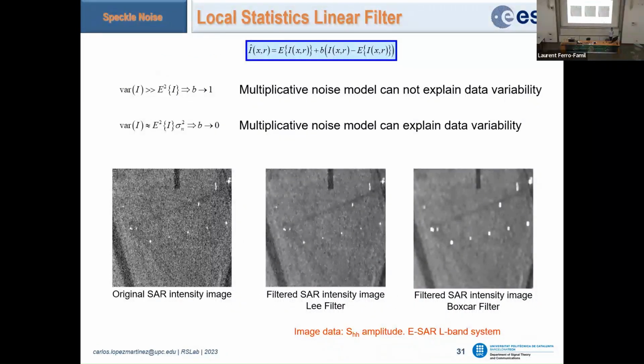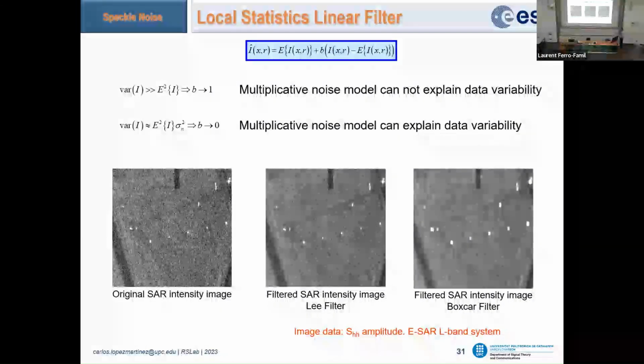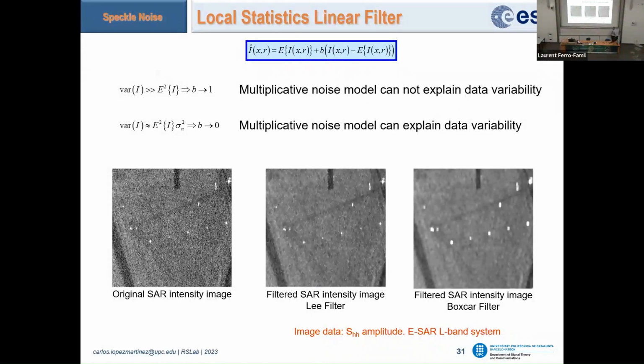Okay, so this is the result. As you can see, this is for a single SAR image. In the point targets, the filter is able to identify that we are under a point target, so we don't filter. And in the homogeneous areas, we try to estimate the expected value, the mean value. So we range between both of them.